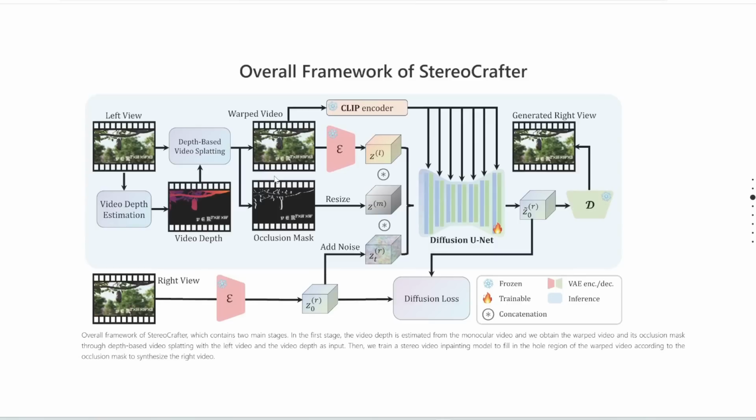The architecture consists of two main stages. In the first stage, the AI kind of creates a depth map of the video. So it figures out how far away objects are from the camera. And then it uses this information to create a warped video that looks like it's in 3D. And then in the second stage, it takes that warped video and plugs it into this diffusion model to fill in any missing parts and create a complete 3D video.